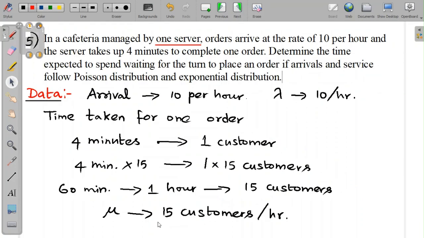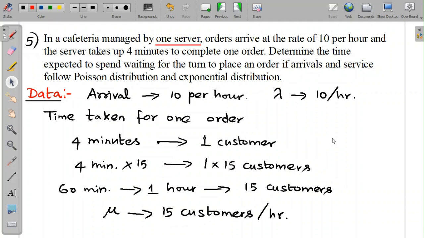Okay, for the last problem of the day, we'll look at this question. In a cafeteria managed by a single server, orders arrive at the rate of 10 per hour, and the server takes up to 4 minutes to complete one order. We are expected to find the time spent waiting for the turn to place an order, if arrivals and service follow Poisson distribution and exponential distribution.